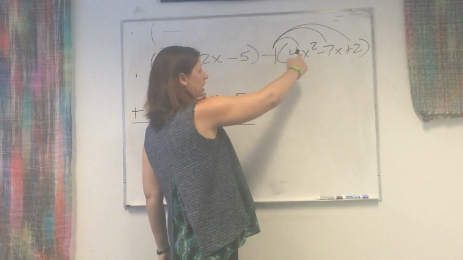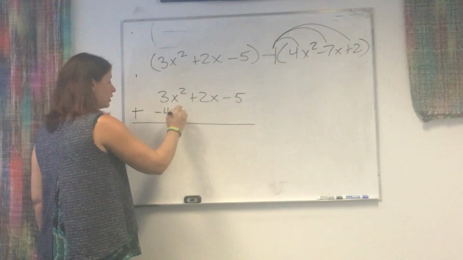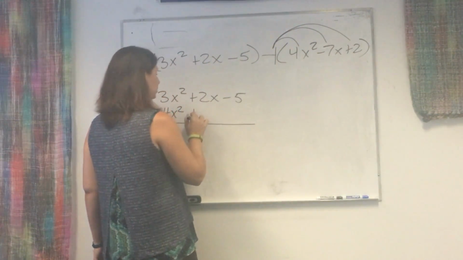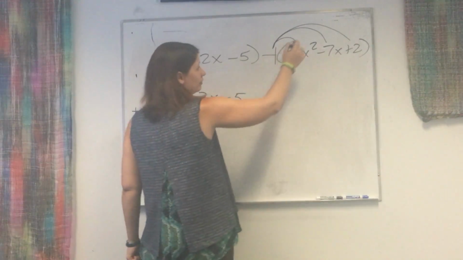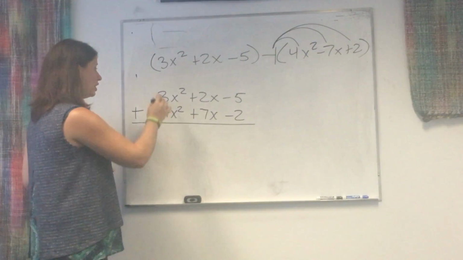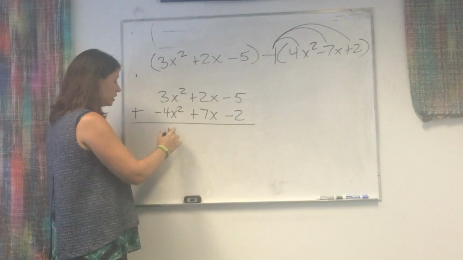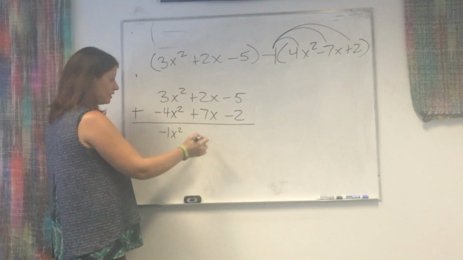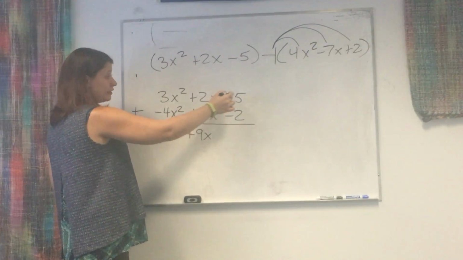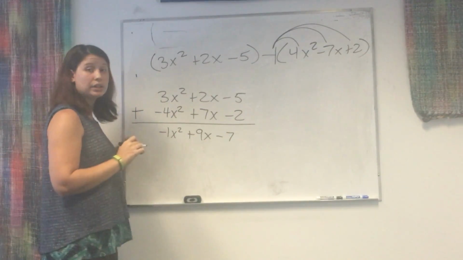So we have -1 times 4x squared. That's -4x squared. So gather it with the x squared term. Then -1 times -7x. That's plus 7x. -1 times plus 2 is -2. And then just combine down. 3 minus 4 is -1. You don't have to write the 1, you can if you want to. And then 2 plus 7 is plus 9x. -5 minus 2, or -5 plus -2, is -7. This would be our answer, okay?